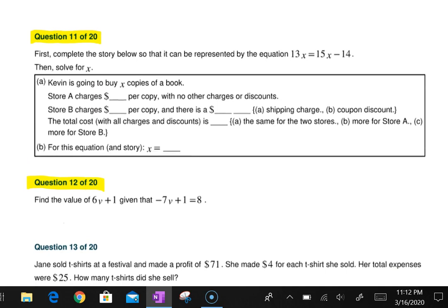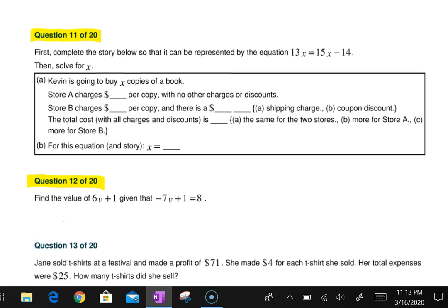Looking for some other ones that might confuse you, I want to go over it with you here. First, complete the story below so that it can be represented by this equation. Then solve for x. So in this equation, we have the left-hand side is equal to the right-hand side. And in this case, the left-hand side is store A, and the right-hand side is represented by store B.